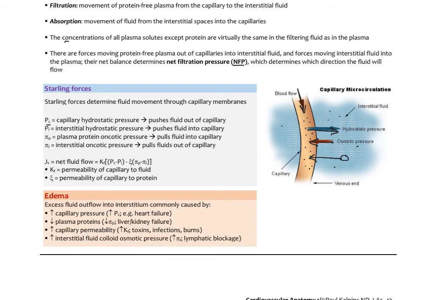Then there is the interstitial oncotic pressure. There are other proteins out here that are in less concentration than in the blood, and they're going to exert an oncotic pressure, and they're going to pull fluid out of the capillary. So there's really 4 forces at work here, and we abbreviate them Pc, Pi, πp, and πi. And basically the net fluid flow, Jv, would be a coefficient here. Basically, we just subtract the capillary hydrostatic pressure minus the interstitial hydrostatic pressure, and there's another little variable here, and then we subtract the oncotic pressures.